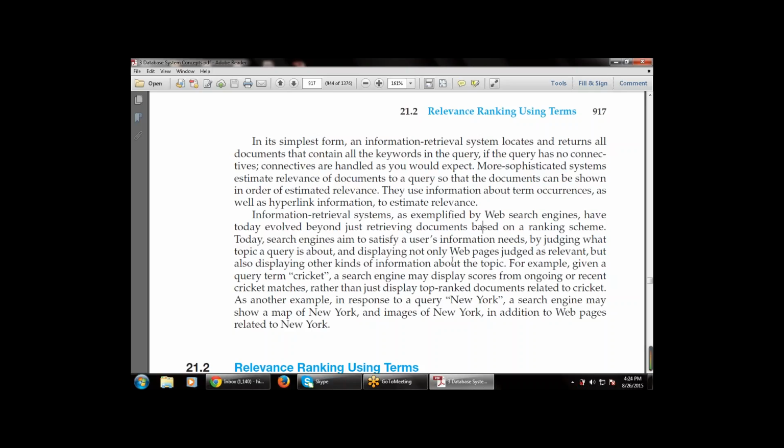As another example, in response to a query "New York," a search engine may show a map of New York and images of New York, in addition to the web pages related to New York. So if I search for New York, a map is also coming, images are also coming, in addition to the web pages related to New York.